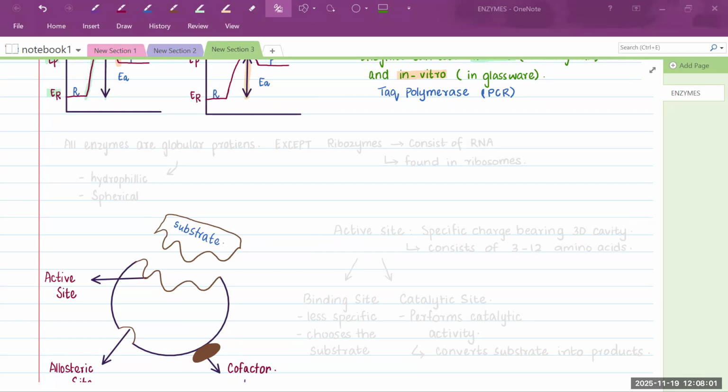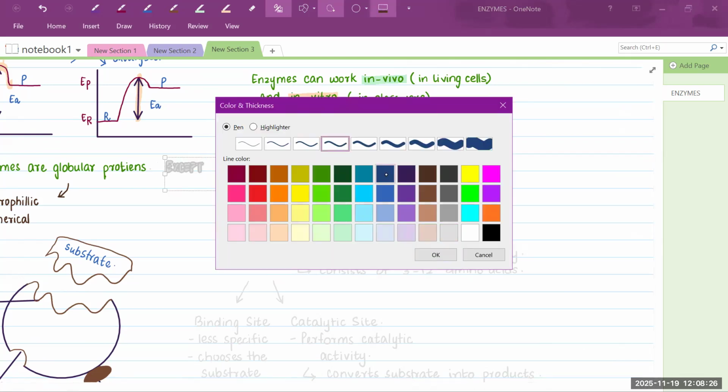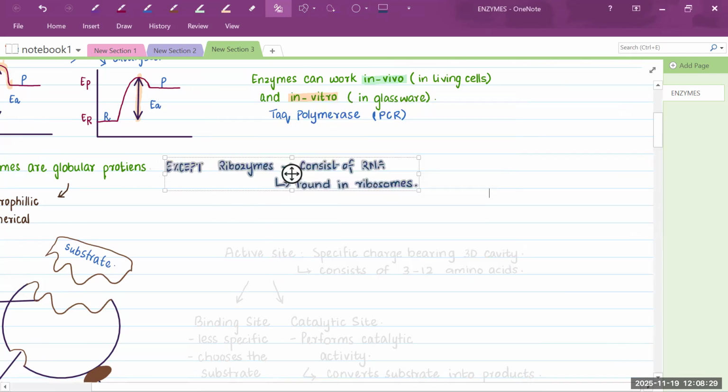Moving on, we all know that all enzymes are globular proteins. And what is meant by globular proteins? It means that they're water loving, that is, hydrophilic in nature. Also, it means that they're spherical in shape, right? Except, there's an exception here. You have to remember, wherever exceptions come in biology, you need to remember what they are because MCQs are based on that. Except ribozymes, they consist of RNA and are found in ribosomes.